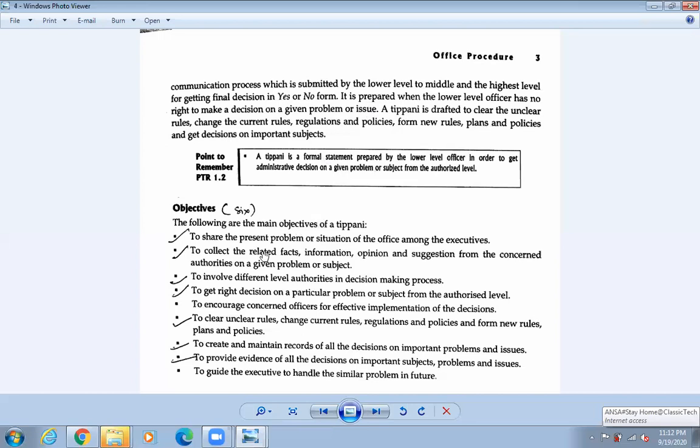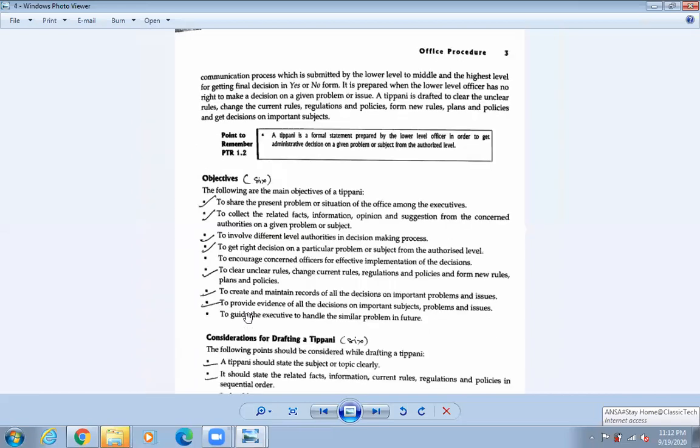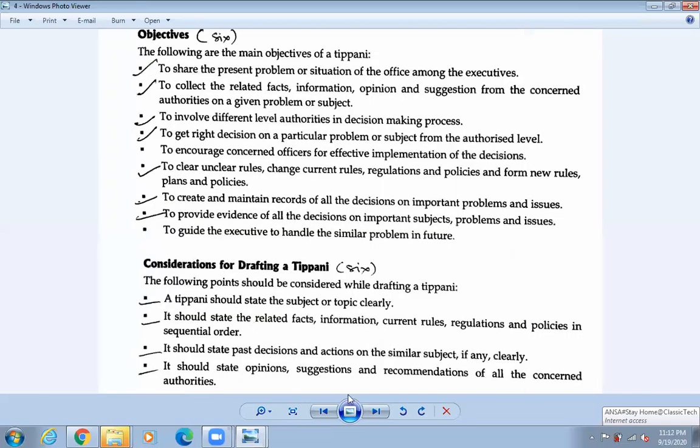So next one is, okay, objectives. What are the objectives of tippani? Why do we write a tippani? These are the objectives. So I told you 6 points. Okay, so six points, objective 6 points, consideration 6 points. So let us learn quickly about this one, and I have written the question or not for you all.